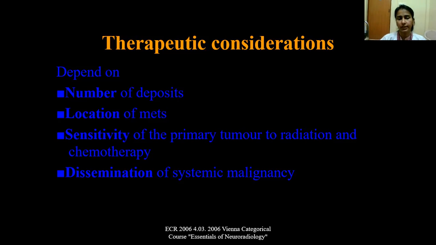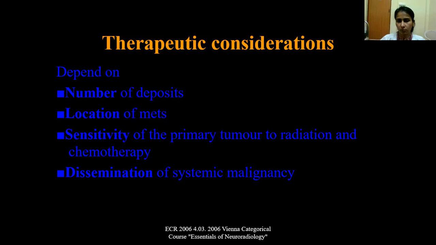Okay, so next is sensitivity of the primary tumor to radiation and chemotherapy. We have to find out, for example, lung carcinoma, and whatever the primary is, if it is radiosensitive or chemosensitive. If it is very sensitive to radiation therapy or chemotherapy, then it is very good for the patient because they don't have to go through surgery and it could be treated very easily.